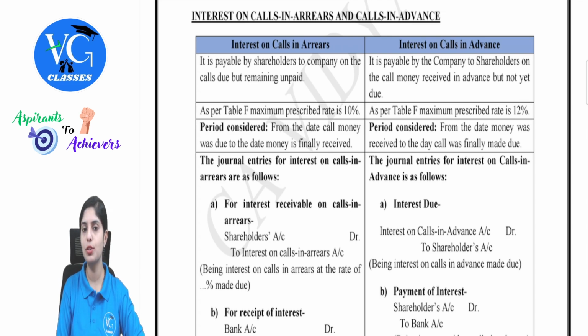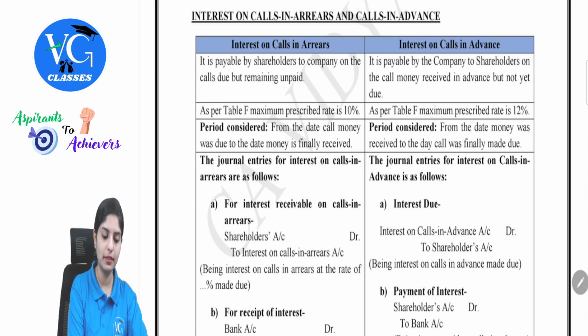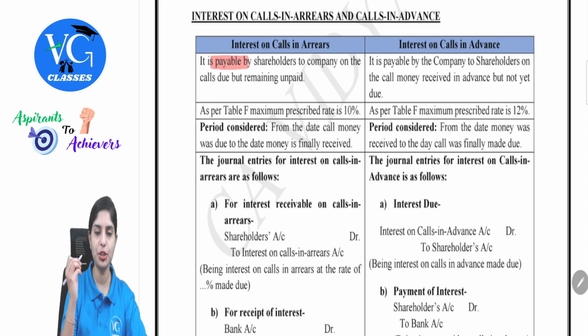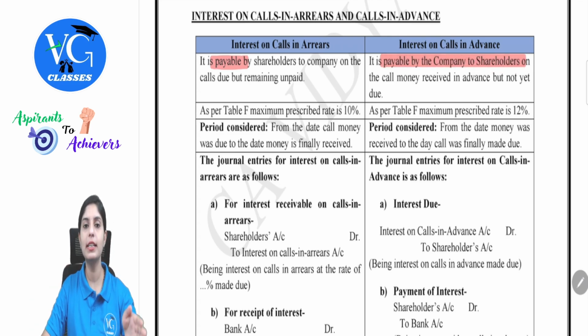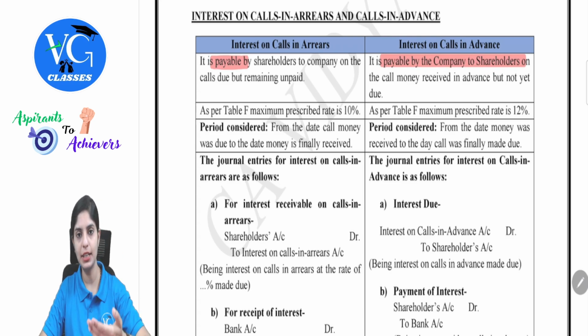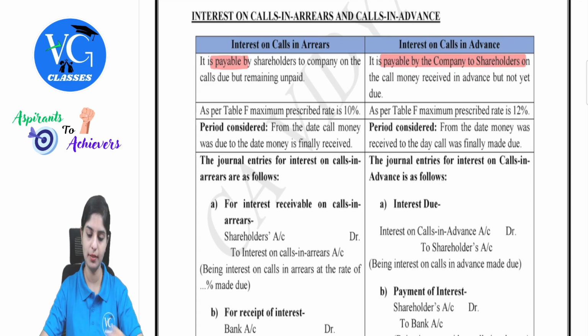Calls in arrears is first of all your receivable. If you have not yet received, because the shareholder is delaying for that particular period, I will have to receive the interest. See, it is payable. This is important. It is payable by shareholders to the company on the calls due but remaining unpaid. Whereas calls in advance, it is payable by the company to shareholders. Both are payable. But calls in arrears is payable by the shareholders, whereas advance is payable by the company to shareholders.